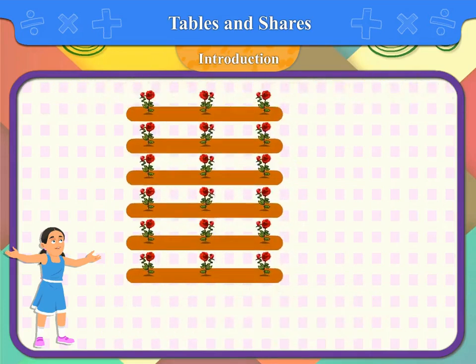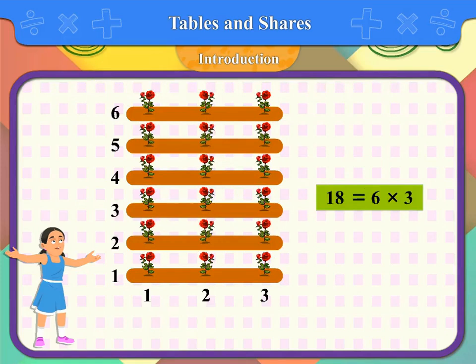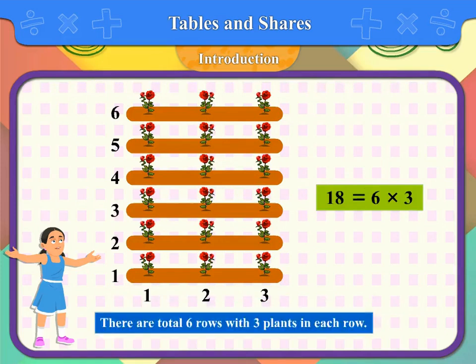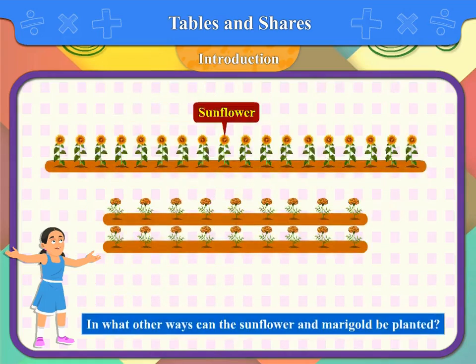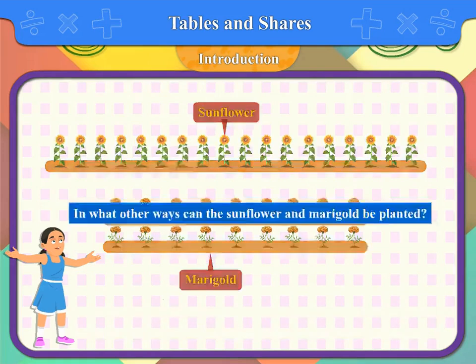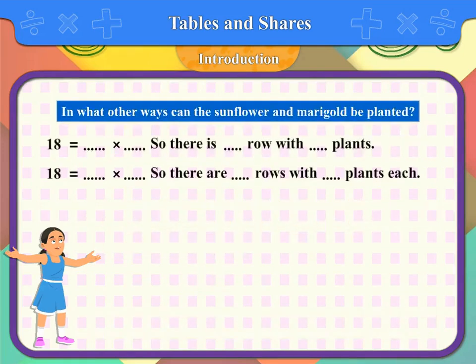See how the roses are planted. 18 is equal to 6 into 3. So, there are total 6 rows with 3 plants in each row. In what other ways can the sunflower and marigold be planted? 2 blank spaces are given here.